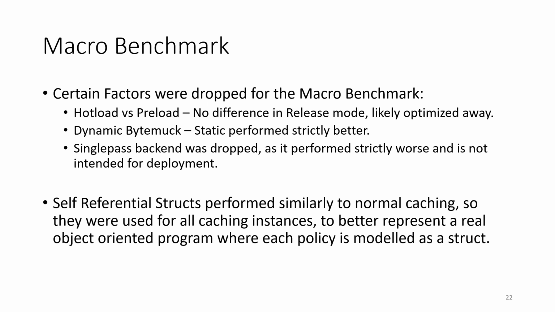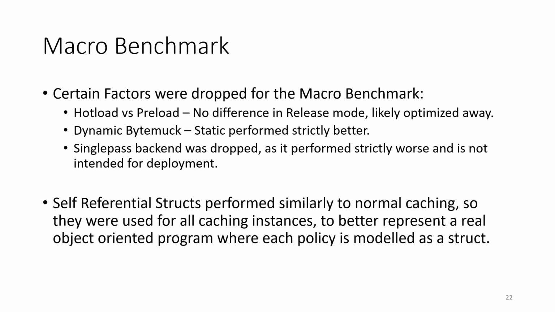Moving on to the macro benchmarks, we eliminated a few factors. First, we eliminated hot load and preload. They performed no difference in release mode, likely optimized away. We also removed dynamic Bytemuck as the static version performed strictly better and has the same capabilities. We also dropped the Singlepass compiler backend as it performed strictly worse and is not intended for deployment according to the developers of Wasmer. It is instead meant for local development and rapid iteration. Since self-referential structs performed similarly to normal caching, we used them to implement all caching instances in the final program.